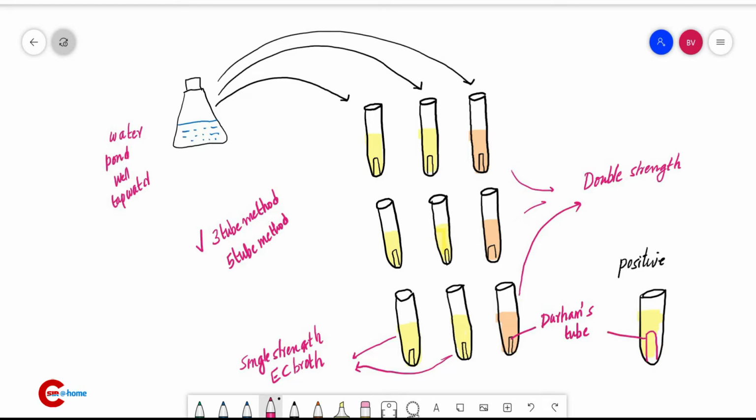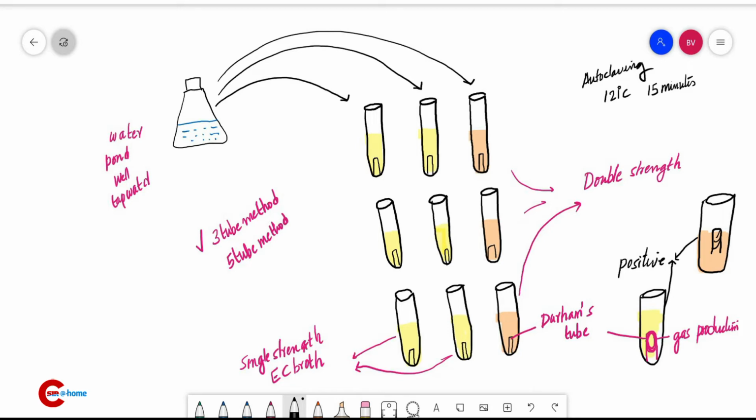Just look at this picture. This is the Durham's tube in inverted position. After 24 to 48 hour incubation, here you can see gas production. The gas will be trapped here. And sometimes this tube will float, which means the gas production is very high. These two are positive.